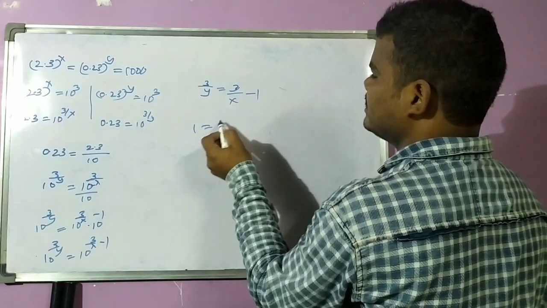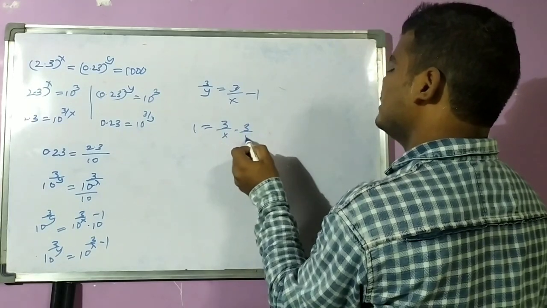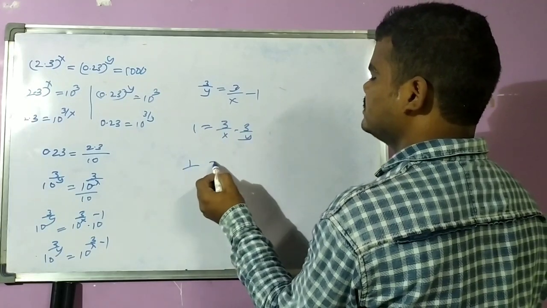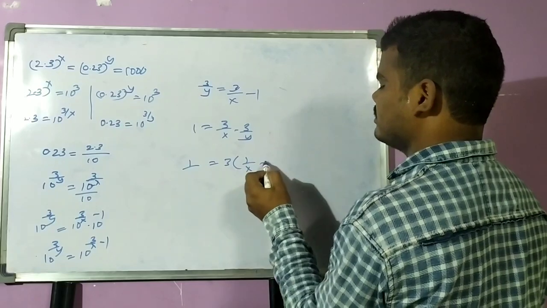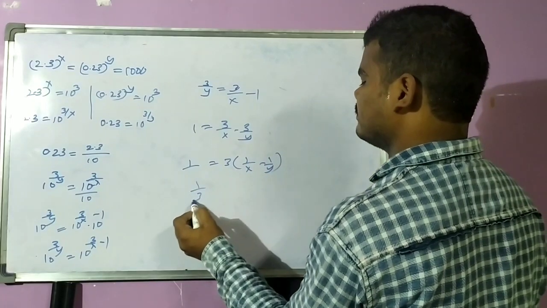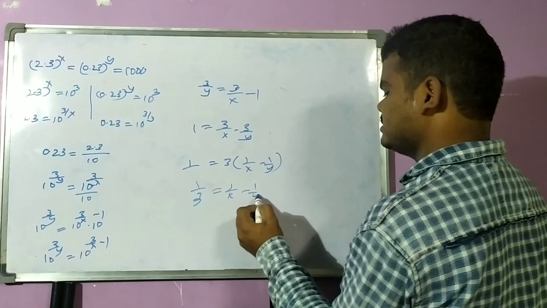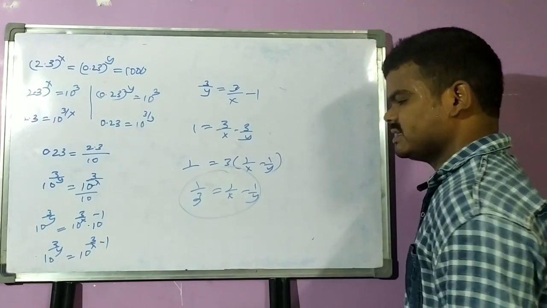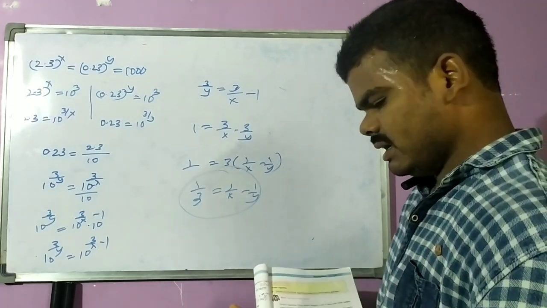1 coming to this side, 1 is equal to 3 by x minus 3 by y. Taking 3 as common, 1 is equal to 3 into 1 by x minus 1 by y. So 1 by 3 is equal to 1 by x minus 1 by y, which is the final answer.